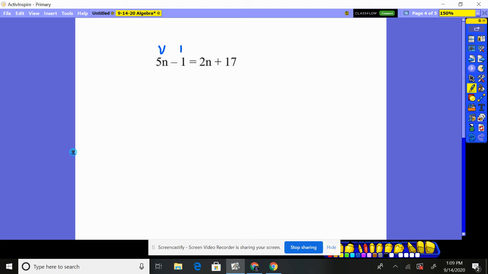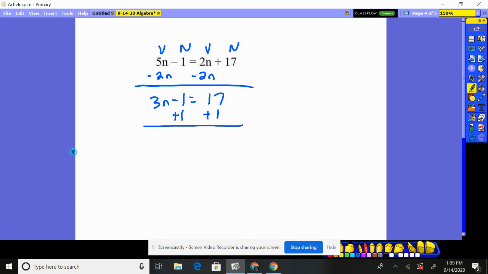Variable minus a number equals variable plus a number. Let's move our variables. So I'm going to subtract 2n from both sides. That gives me 3n take away 1 equals the number 17. Do we have all our variables on one side, and all our numbers on one side? No. So let's move the 1 over, and that then will give us all variables here on the left of the equal and all numbers on the right of the equal.